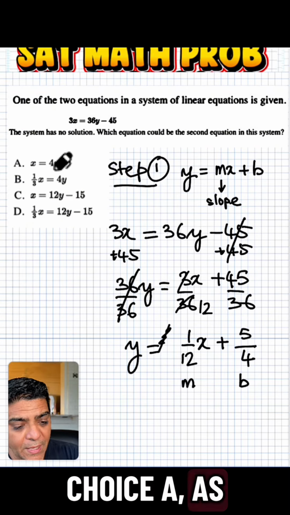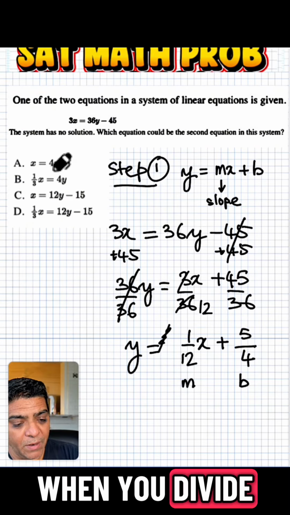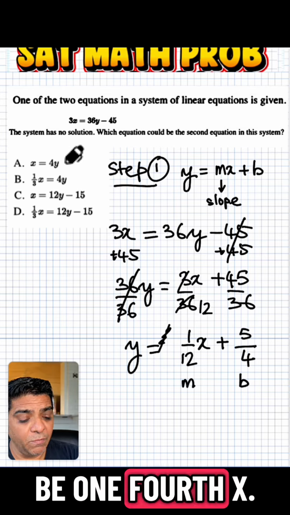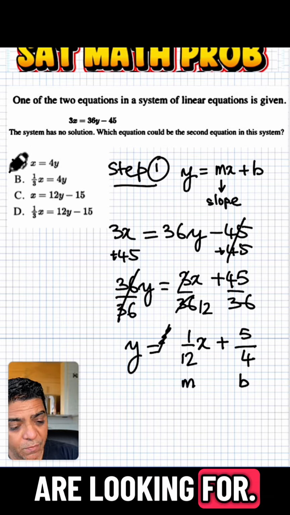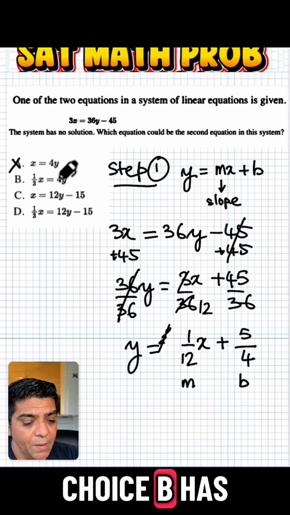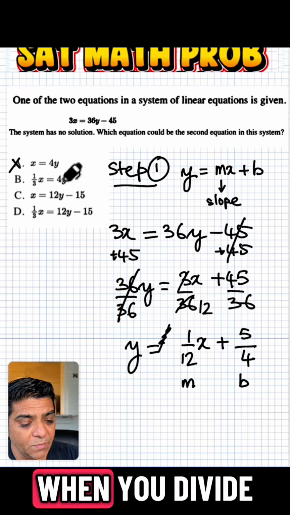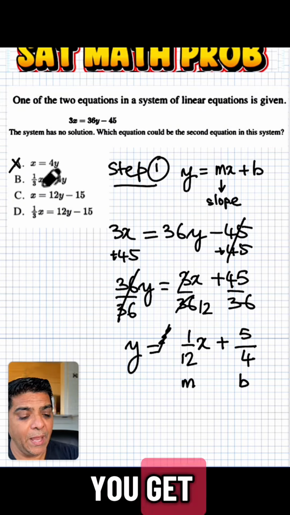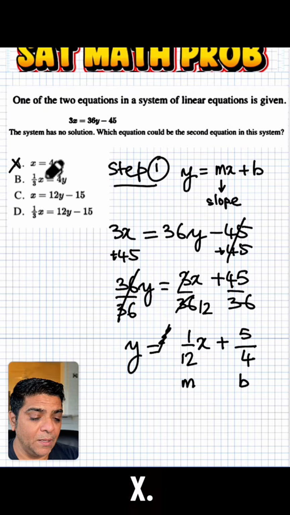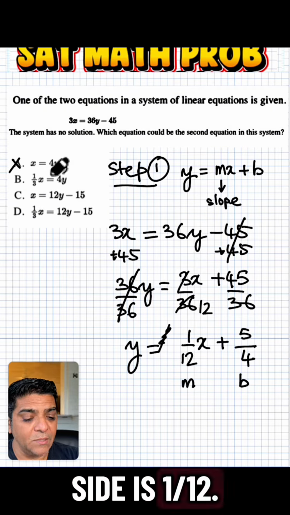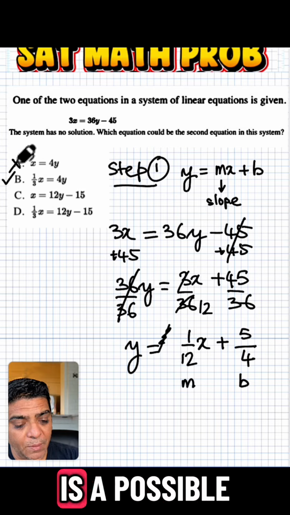Choice A, as you can see, has a 1/4 slope, because when you divide both sides by 4, it's going to be 1/4 x. So that is not what we're looking for. Choice B has 1/12 slope, because when you divide both sides by 4, you get the slope on the left hand side is 1/12. So that is a possible choice.